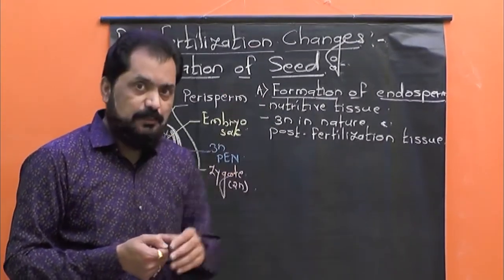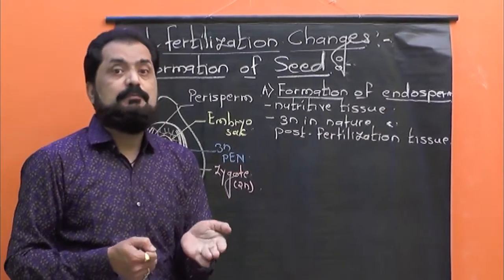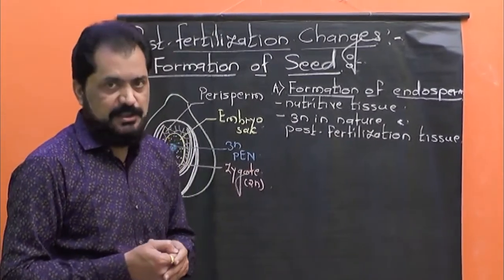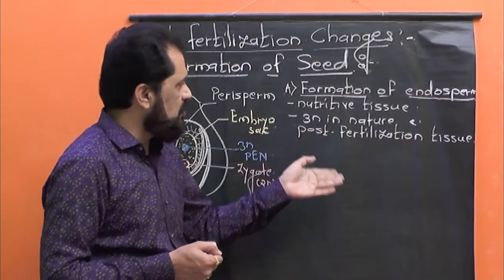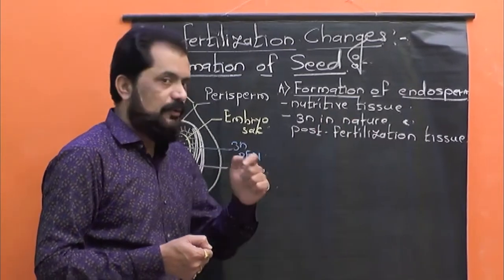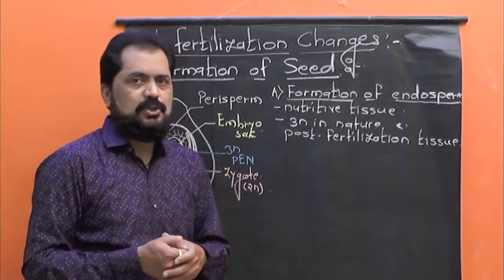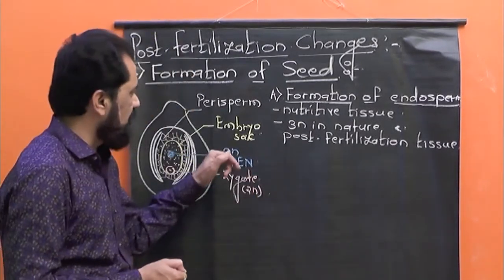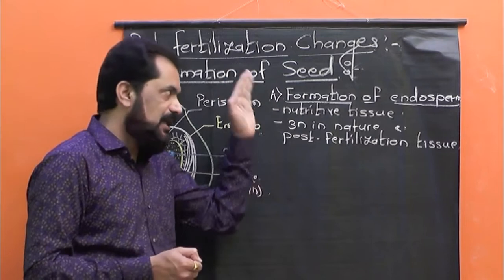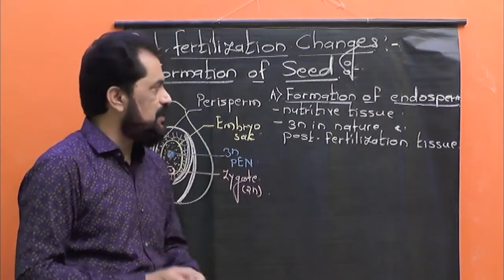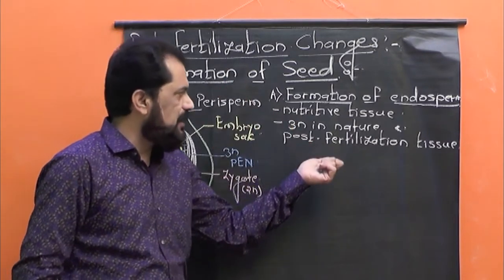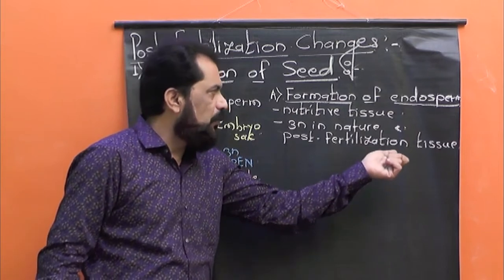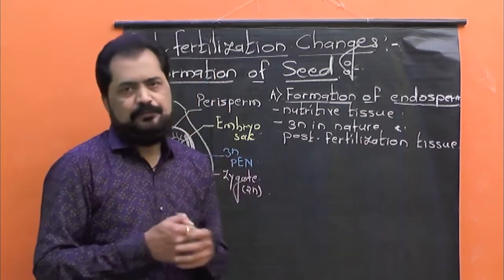Means in gymnosperm, endosperm develops before the process of fertilization, but here in angiosperm, endosperm develops only after the process of double fertilization, and as it develops from triploid PEN, the endospermic tissue is also triploid in nature, and it is known as the post-fertilization tissue.